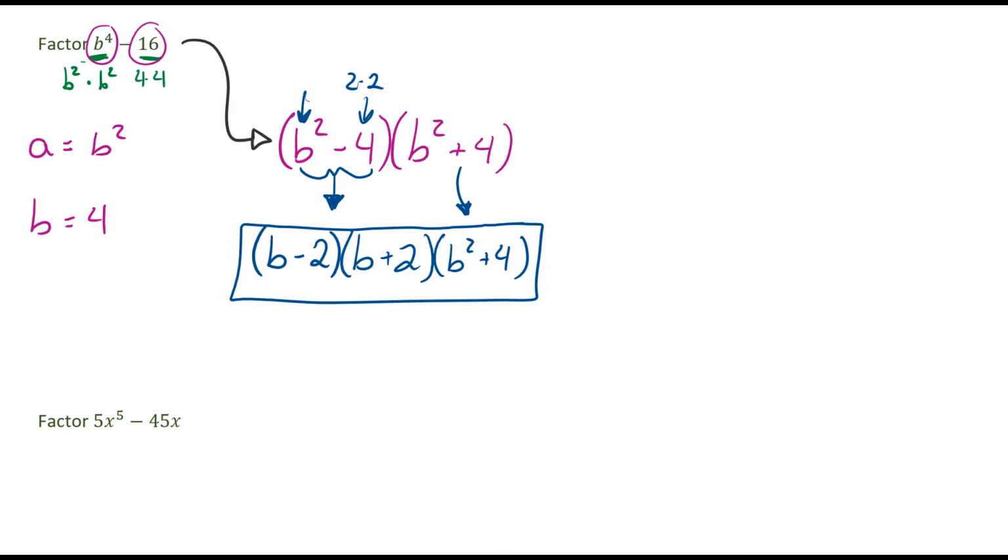And now you may be asking yourself, well, wait, b squared plus 4, that's two squares. But careful, what is it? It is the sum of squares. And the sum of squares does not have an easy factoring pattern. In fact, it cannot be factored over the real numbers. So we just leave it as is. Our formula says only for the difference of squares.